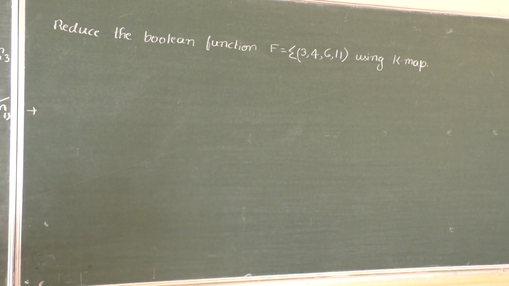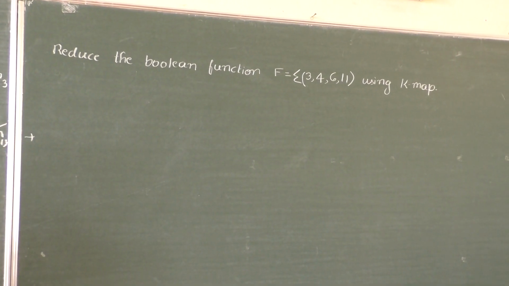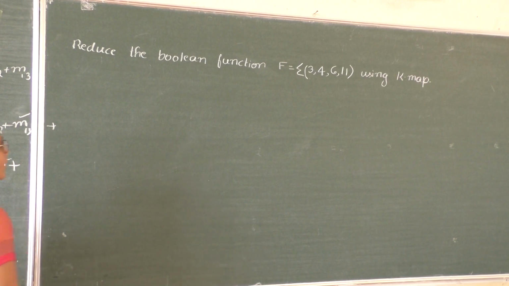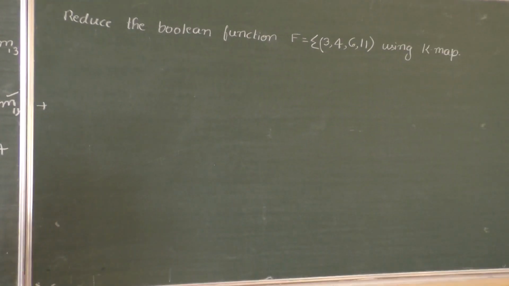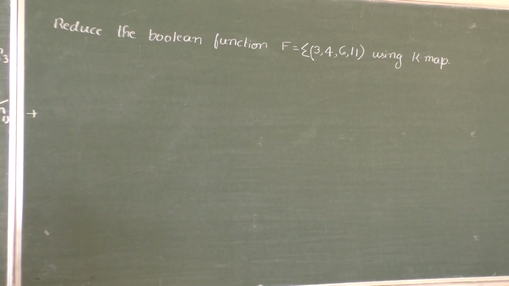The given Boolean function is f is equal to sigma of 3, 4, 6, 11. In shorthand notation of minterms we use sigma symbol. In shorthand notation of max term, we use pi symbol. Okay, and in the problem, they have not mentioned the variables. Variables are not given, so we can use any variables.